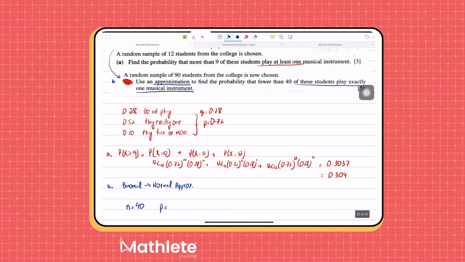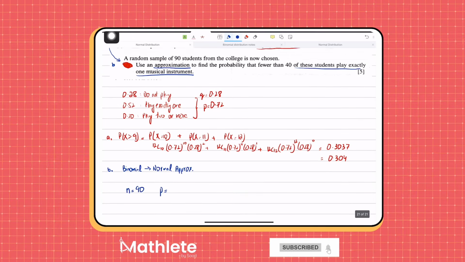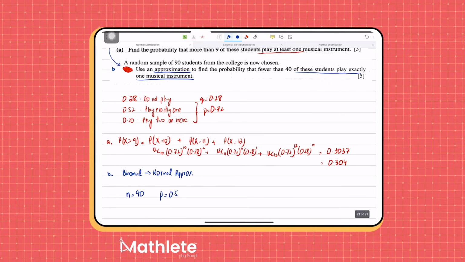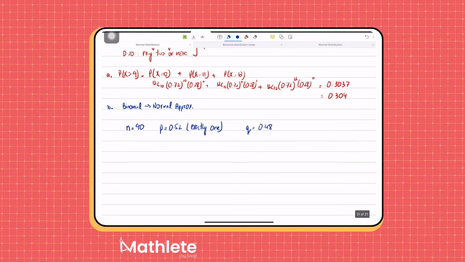That means the probability of the favorable outcome will be exactly one musical instrument. Everything else will be unfavorable. So the probability of favorable outcome is 0.52. Why is this favorable? Because that's what we're interested in. We're interested in exactly one musical instrument. Okay, so Q naturally becomes what? Q naturally becomes 0.48.